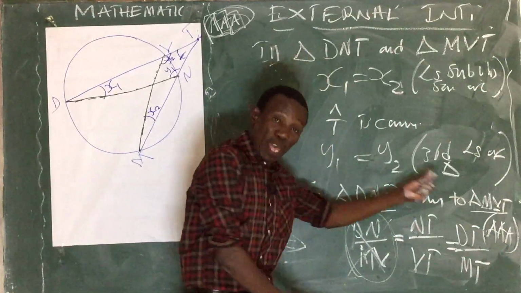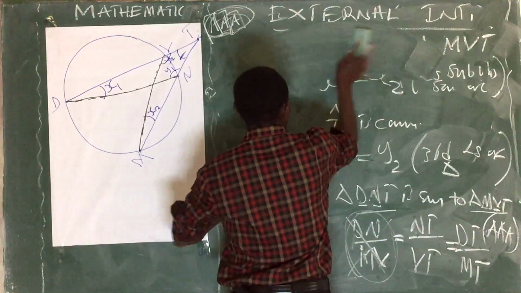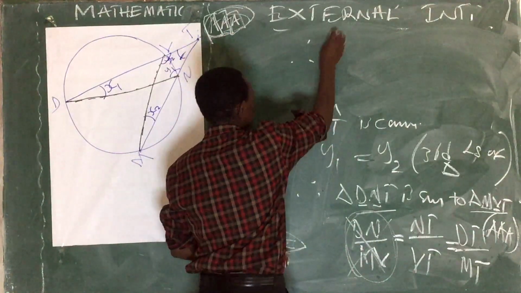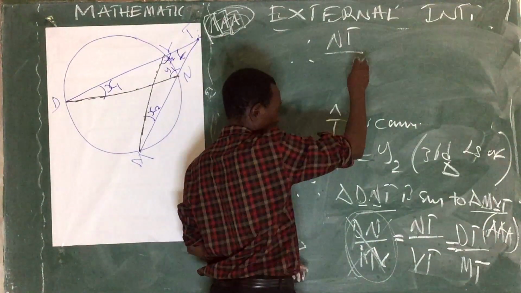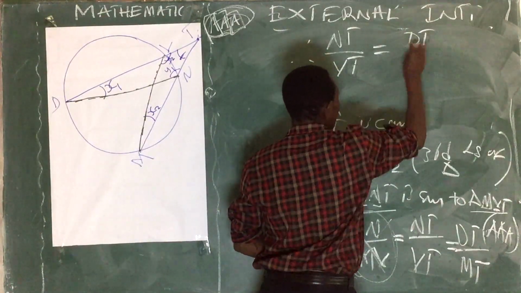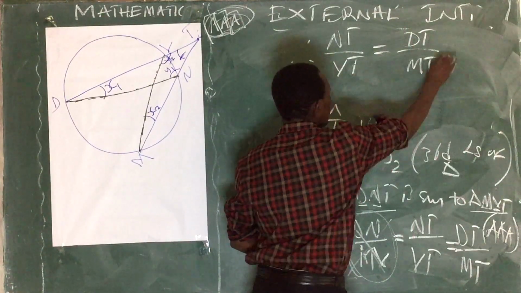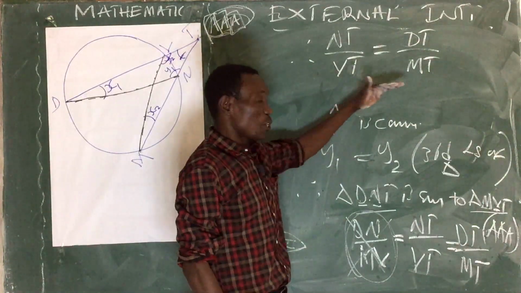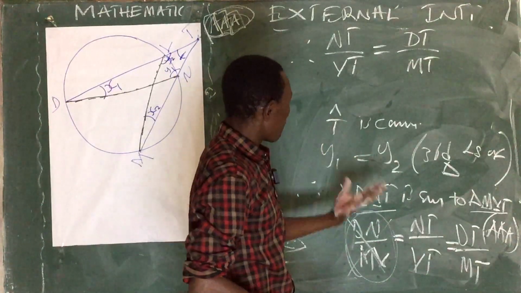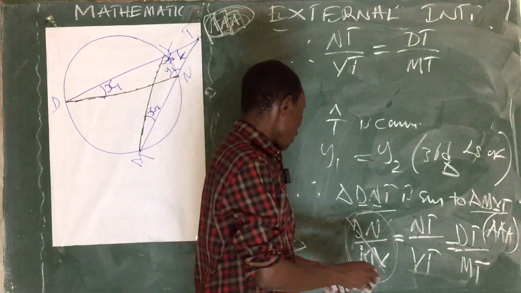So what do we expect from there? It's the same, that is to say, the two ratios, NT to VT must also be equal to what? DT to what? MT. Why are the two equal? Because the areas, the three are already equal. It means any two pairs must be equal to each other. The same thing.